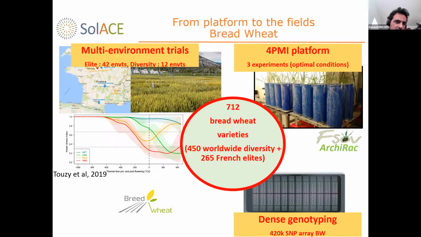All these lines were phenotyped in multi-environment trials in France, and each environment has been densely characterized, and in particular with some environmental descriptors. Each variety was phenotyped on the 4PMI platform for roots and aerial traits in optimal conditions, and each line was genotyped with a dense SNP array from the Breed-Wheat projects.